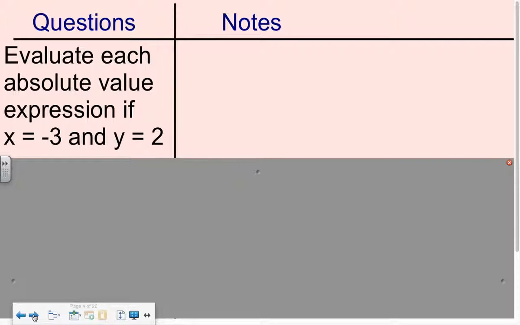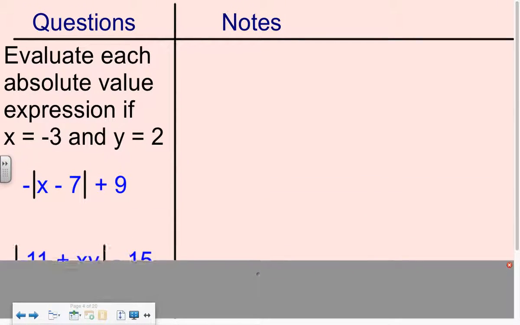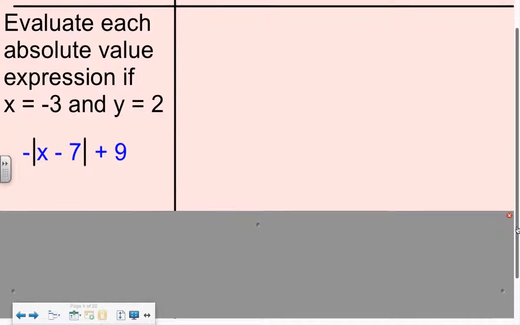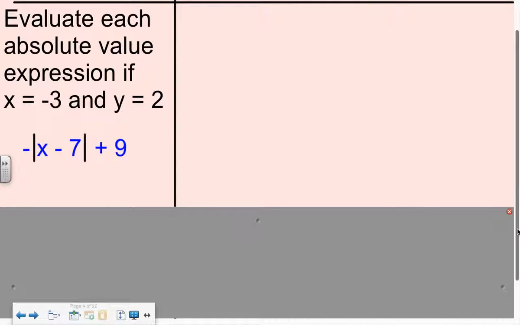Alright, same idea, but this time our x value is going to be negative 3. Our y value is going to be 2. Alright, so we have negative, and then negative 3 minus 7.